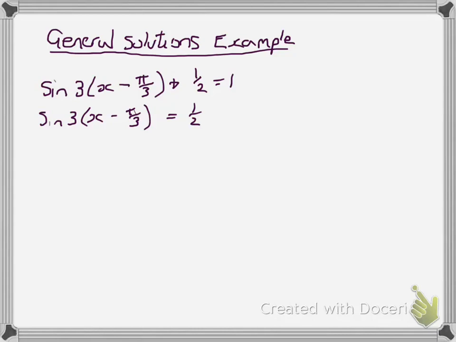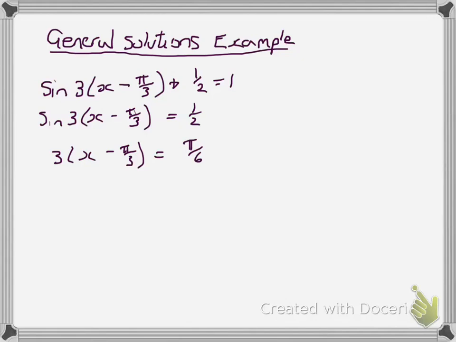That makes me think I might need to go and look at my exact values triangle. And oh yes indeed, if I look at that, I can see that to get a half with sine, I can work out that the angle must be pi over 6. So the next line of my equation then, sine is gone, I've got 3 bracket x minus pi over 3 equals pi over 6. Okay, stop.